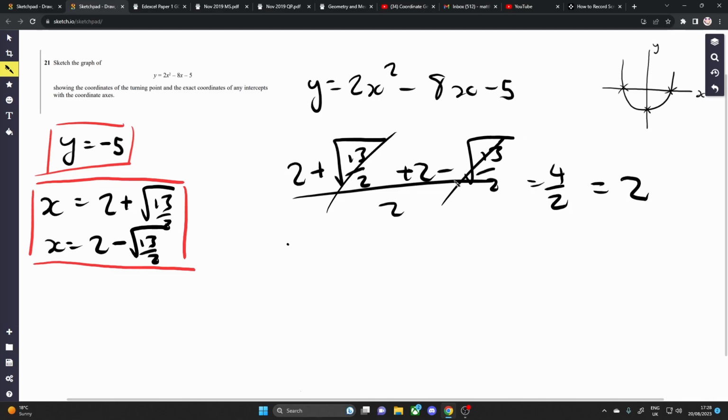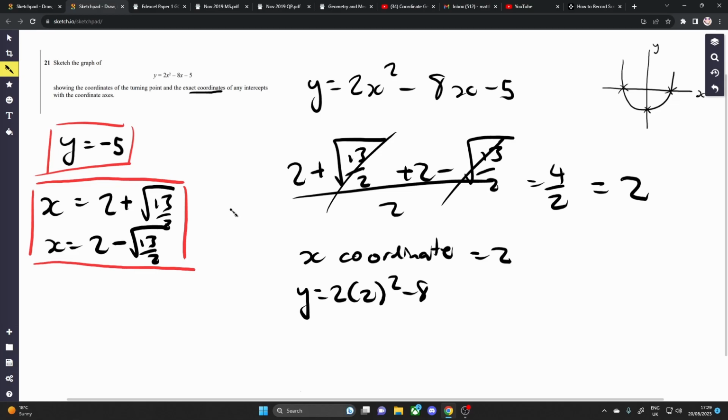So then that means that the x coordinate is equal to 2 for the turning point. Right. And then how we work out the exact coordinates, so here it wants the exact coordinates, by plugging the x equals 2 into the original equation.